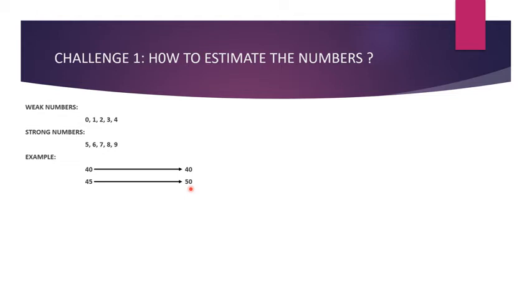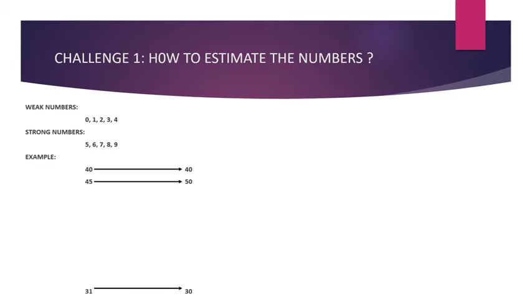Okay students, you got it? You will see the last number is a strong number in 45. In the 45, 5 is a strong number. So it will change the other number. So you will increase 4 into 5. So the answer will be 50. 45 after estimation will be 50.